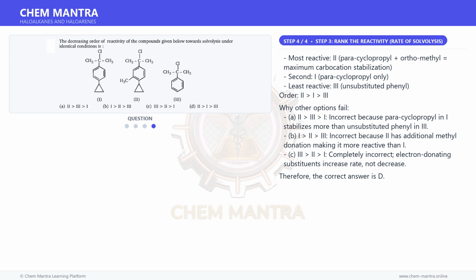Order: 2 > 1 > 3. Why other options fail? A. 2 > 3 > 1, incorrect because para-cyclopropyl in 1 stabilizes more than unsubstituted phenyl in 3. B. 1 > 2 > 3, incorrect because 2 has additional methyl donation making it more reactive than 1. C. 3 > 1 > 2, completely incorrect, electron-donating substituents increase rate, not decrease.